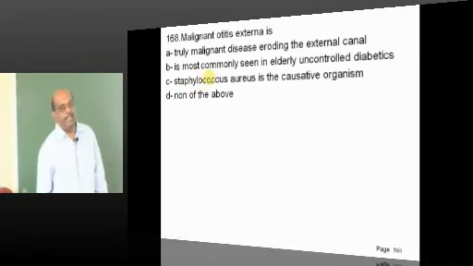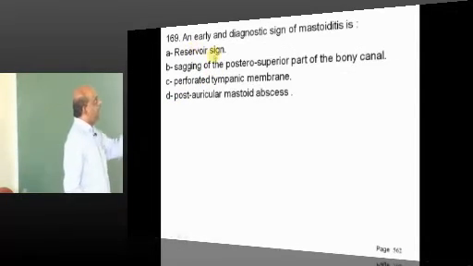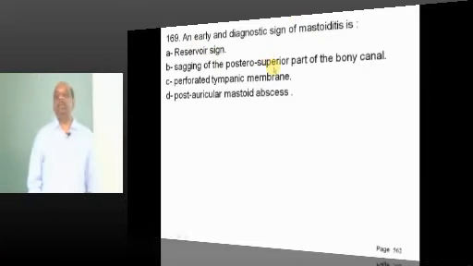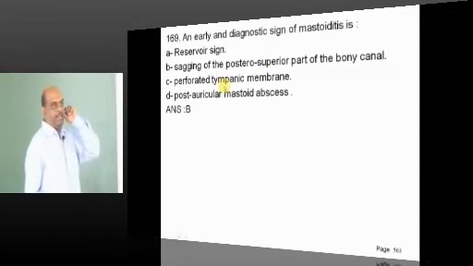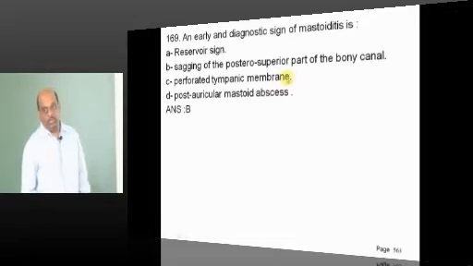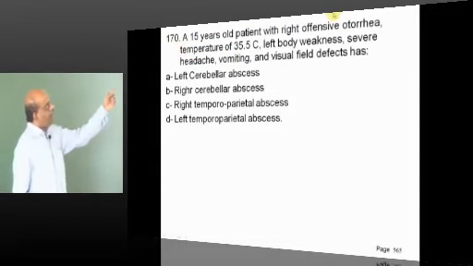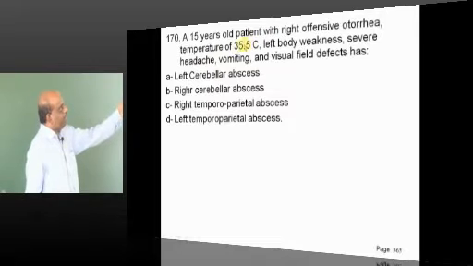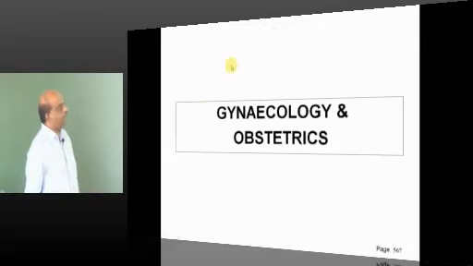Malignant otitis externa is B, uncontrolled. Then early diagnostic sign of mastoiditis: sagging of the posterior superior part of the bony canal is one of the very early features. 15-year-old with offensive otorrhea with temperature of 35.5, right temporoparietal is what you need to suspect.